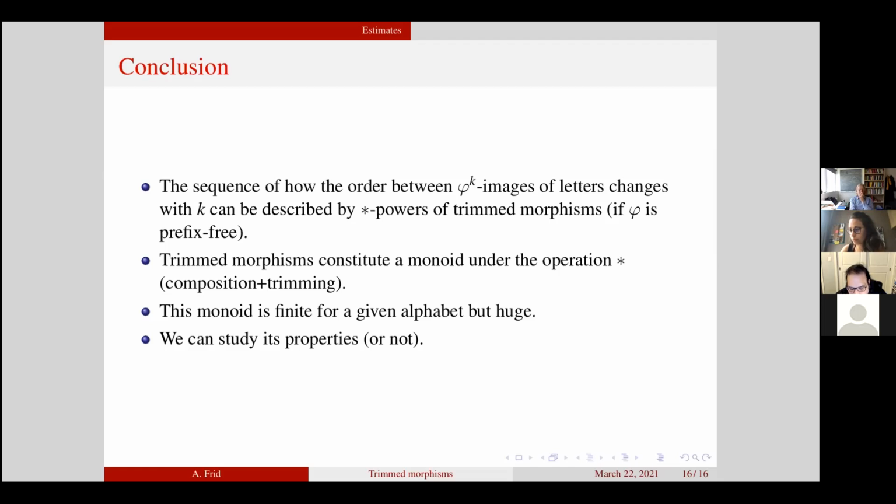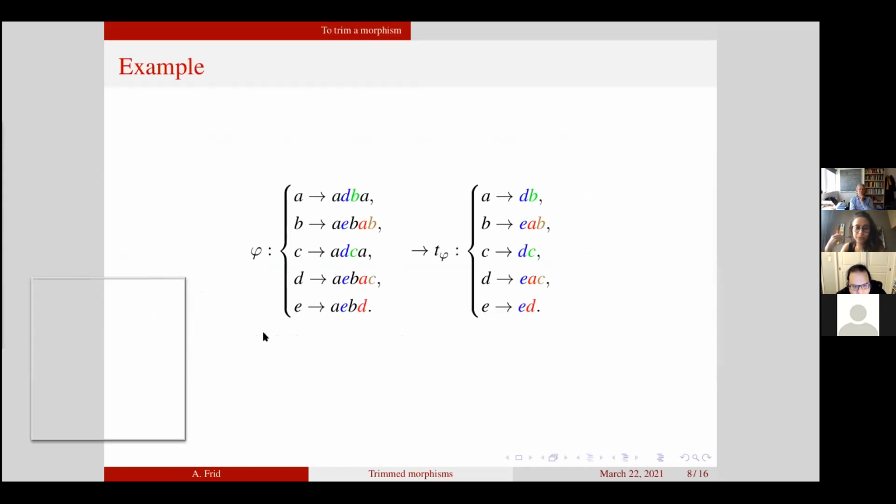So I can return to a slide where there was an example of a trimmed morphism here. So for example, DE is a function of the alphabet to itself. But then if we just leave the blue column, it is not a trimmed morphism. We need to distinguish between these two Ds and among these three Es. There is more information needed. Okay.